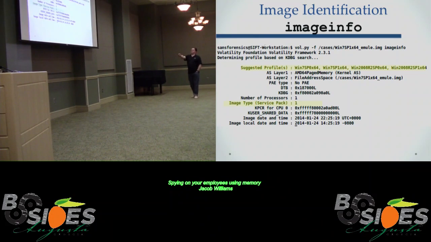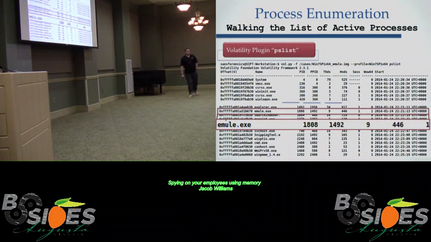So again, this is kind of a pattern matching deal, and then the service pack's always ground truth. It turns out that whether you're using Server 2008 or Windows 7, it's all the same kernel. Honey Badger don't care, right? Okay, so start walking the process list, right? What do we find? Emule is running.